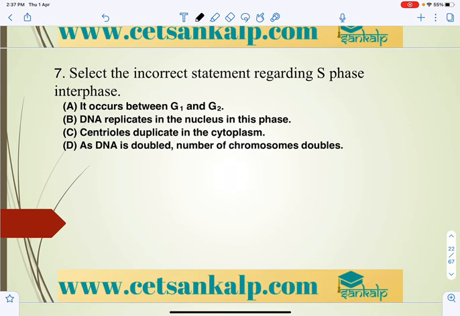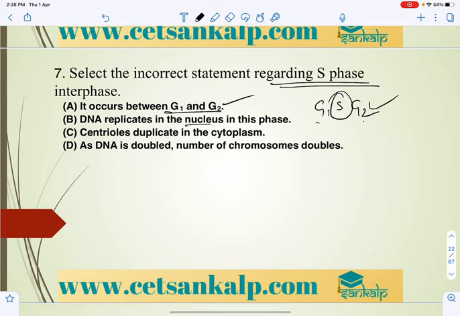Select the incorrect statement regarding S phase. It occurs between G1 and G2, that is correct. DNA replicates in the nucleus in this phase, that is also correct. Centriole duplicates in the cytoplasm, that is correct.